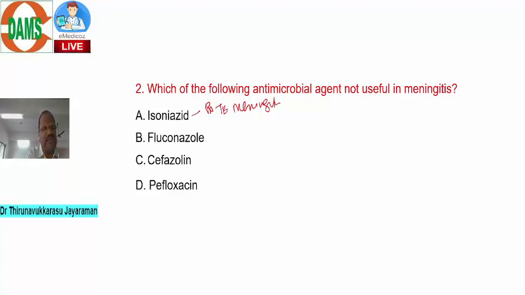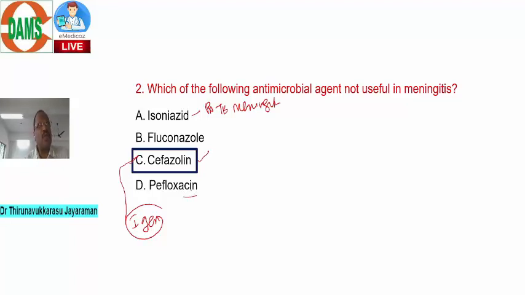Whereas cefazolin, come on, cefazolin is actually a first generation cephalosporin. Usually first generation cephalosporins have poor entry into CSF. They cannot cross the blood-brain barrier, so they are not useful for treatment of meningitis. So the answer for this question is option C. Whereas among the quinolones, pefloxacin has a wonderful capacity to cross the blood-brain barrier. So pefloxacin can be useful for treatment of meningitis.